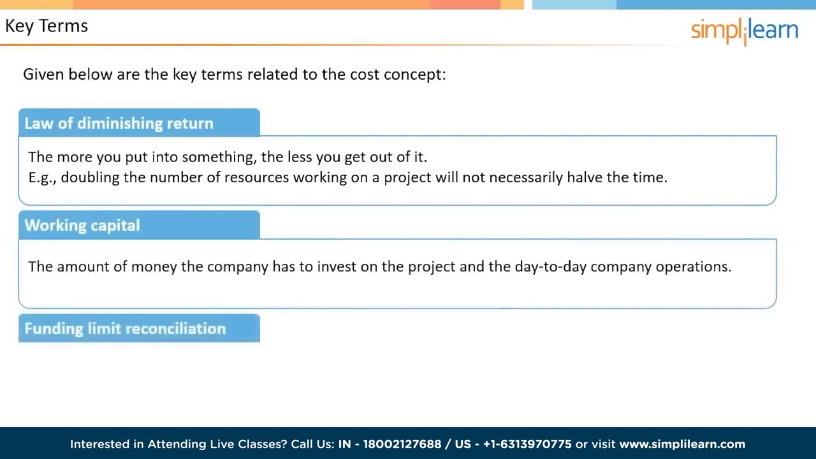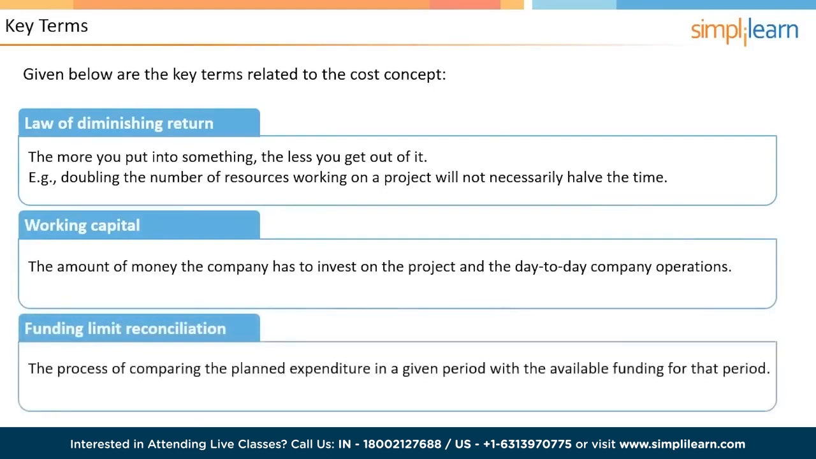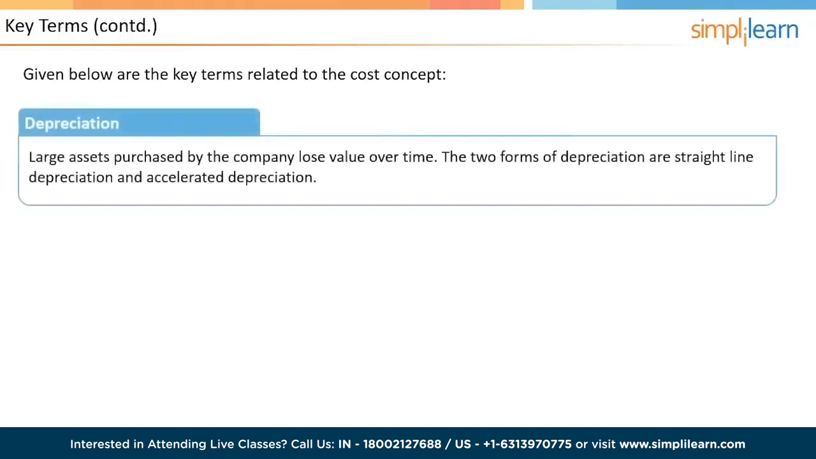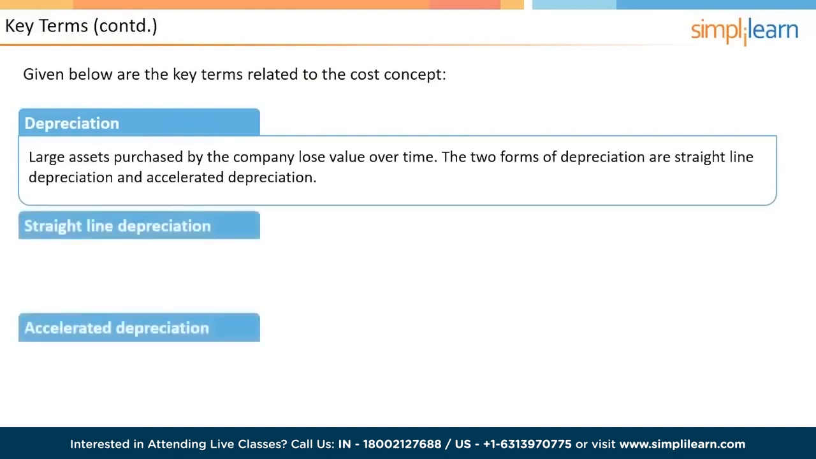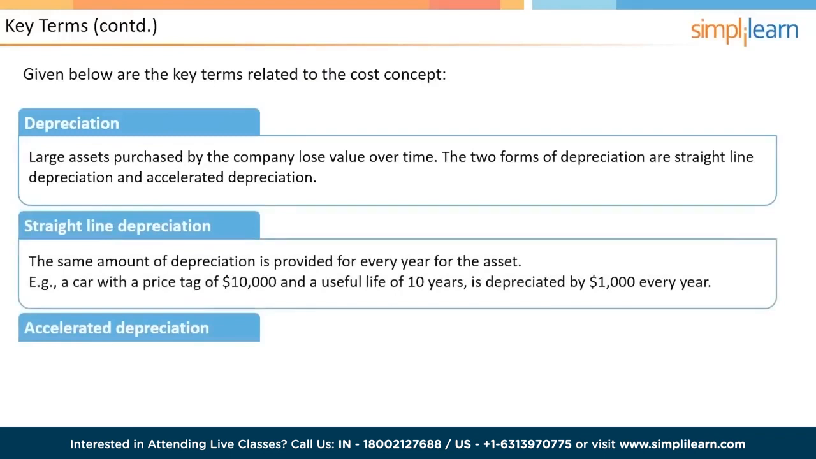Funding limit reconciliation. The process of comparing the planned expenditure in a given period with the available funding for that period. Large assets purchased by the company lose value over time. This is called depreciation. There are 2 forms of depreciation, straight line and accelerated. Same amount of depreciation is taken every year. For instance, a car with a price tag of $10,000 and useful life of 10 years is depreciated $1,000 per year.